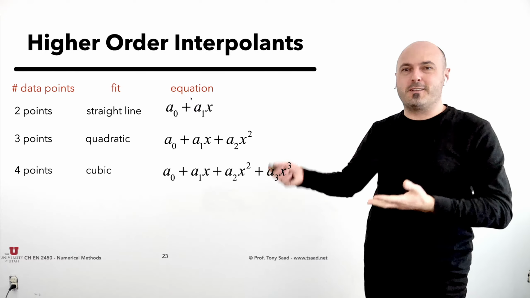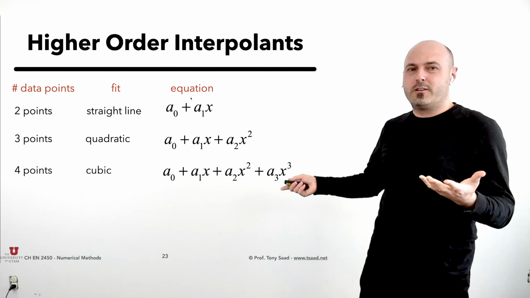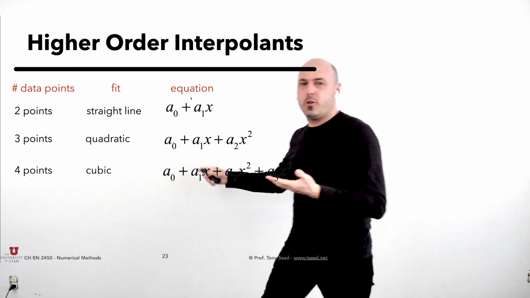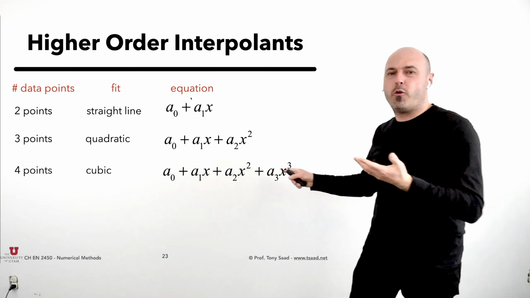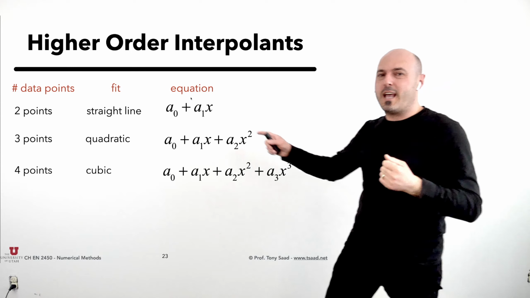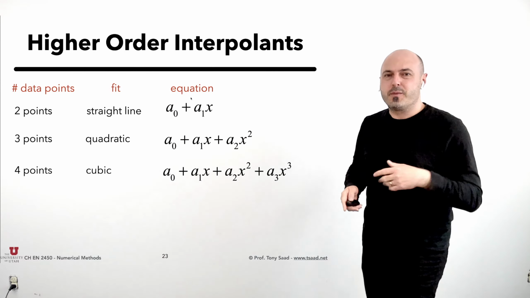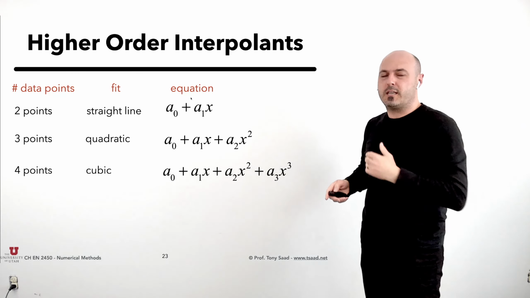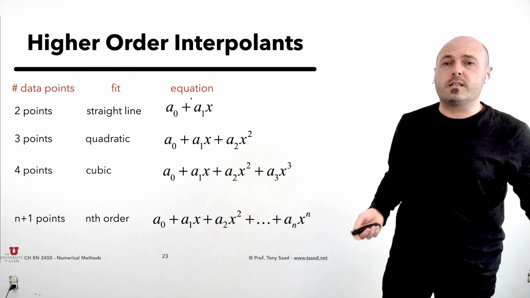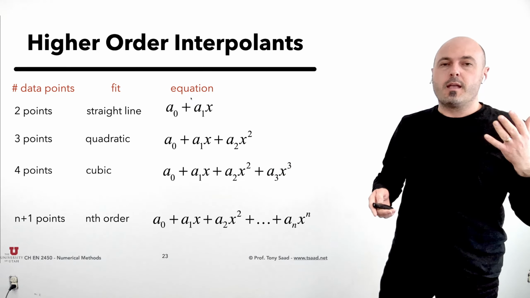With 4 points, you can fit a cubic, right? So why is that? What are we looking for? With 4 points and a cubic, we're searching for the 4 unknown coefficients. Remember, a polynomial always has a constant that is added to it. So that's why with 4 points, you can fit a cubic. With n plus 1 points in general, you can fit an nth order polynomial.